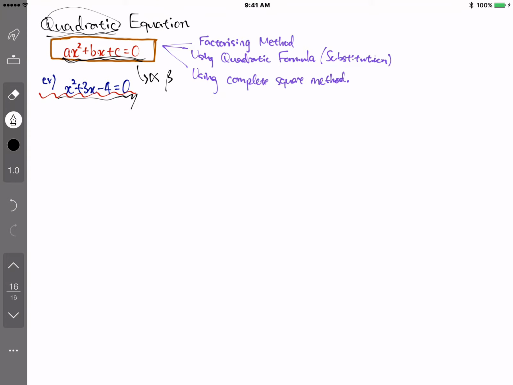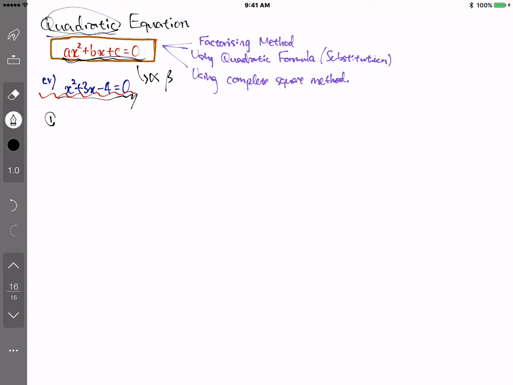In order to solve for x, you need to use the three methods I have written down here. The first is the factorizing method, the second is using the quadratic formula or a substitution method, and finally the third is the completing the square method. I'm going to go through those methods step by step, so stay tuned and let's get started.